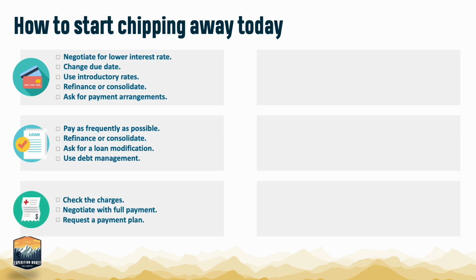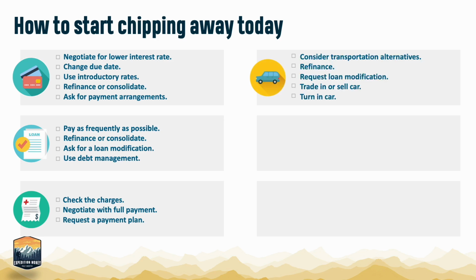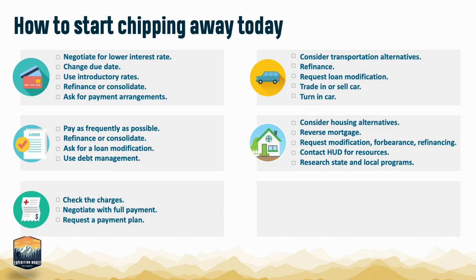Again, refinancing or consolidating or modifying might be an option, and later we'll talk about debt management. Medical debts. We're going to double check the charges and offer a payment for a discount or request an affordable payment plan. Auto loans. Refinance or modify. Do we even need a car? Can we trade it in, sell it, or just turn it in? And mortgages. Can we rethink our housing situation? What do we really need? Is a reverse mortgage appropriate? Should we work with our lender for a modification, forbearance, or refinancing? And if we have more pressing issues, contacting HUD or local programs to help us out. And lastly, debt collectors. Engage, but don't accept responsibility yet.